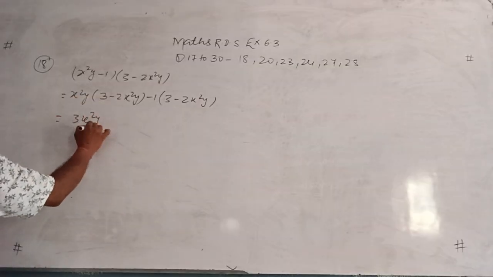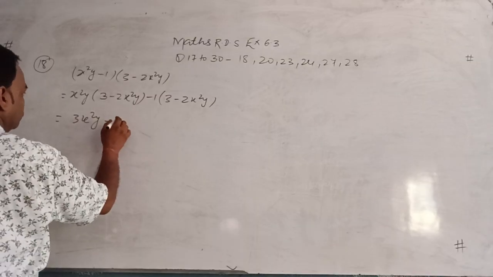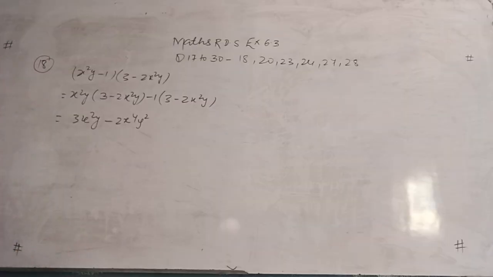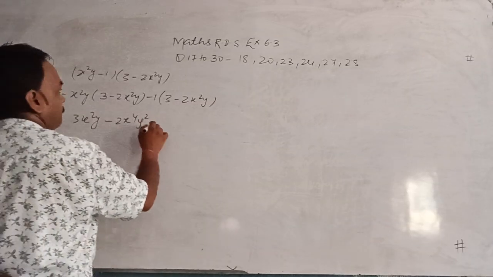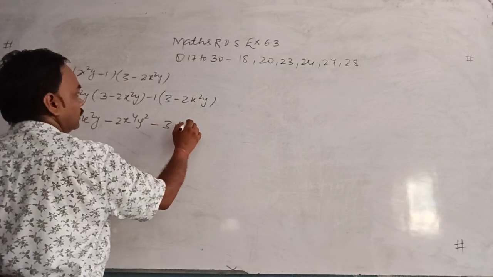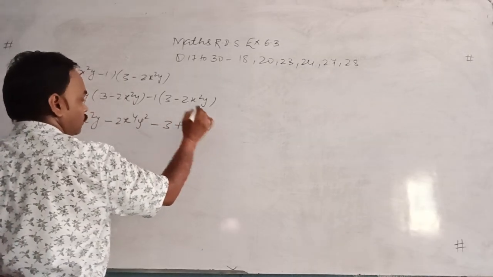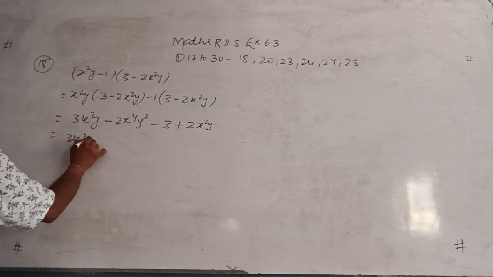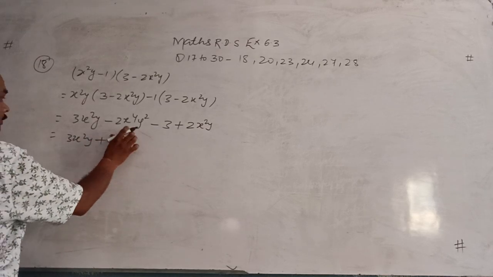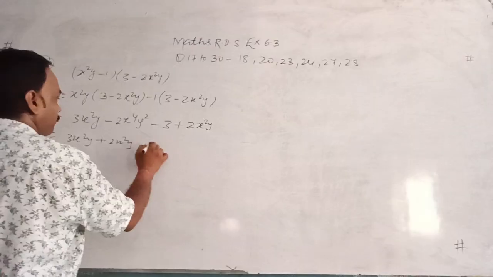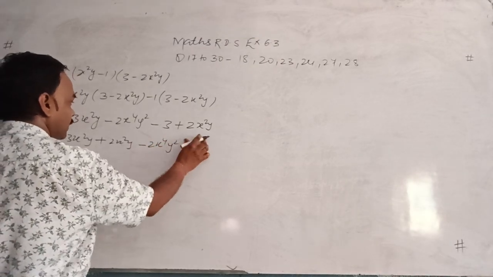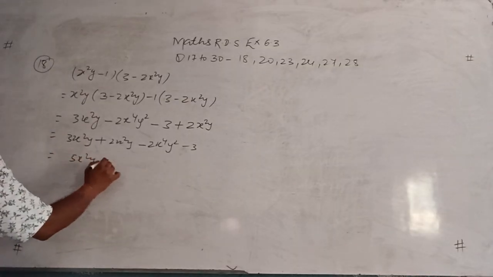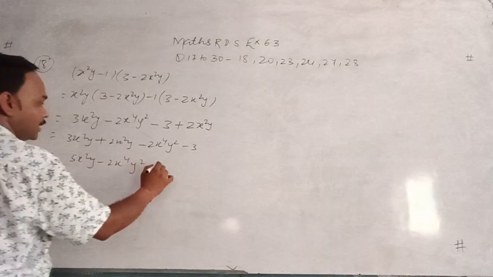is equal to 3 x square y minus 2 x to the power 4 y square, minus 3 plus 2 x square y. Then 3 x square y plus 2 x square y minus 2 x to the power 4 y square minus 3 is equal to 5 x square y minus 2 x to the power 4 y square minus 3.